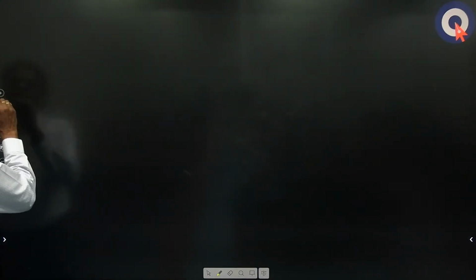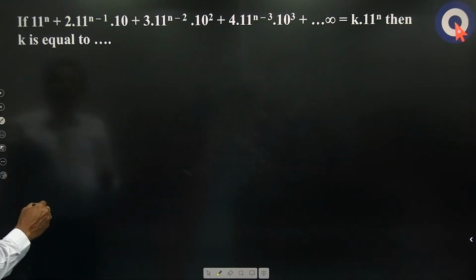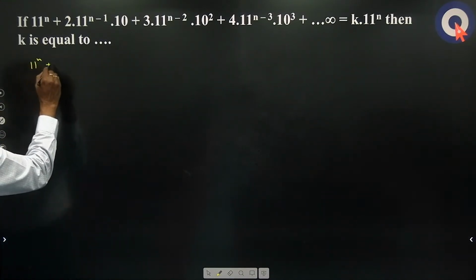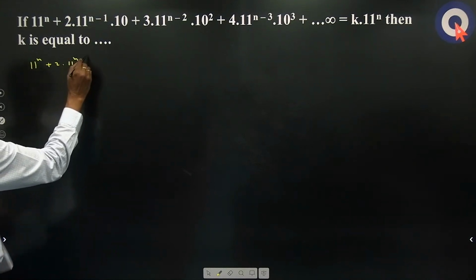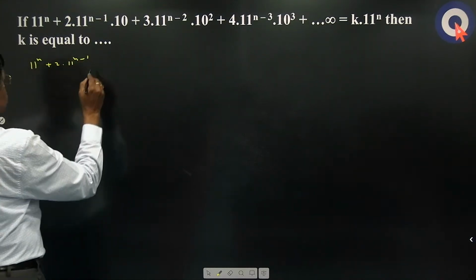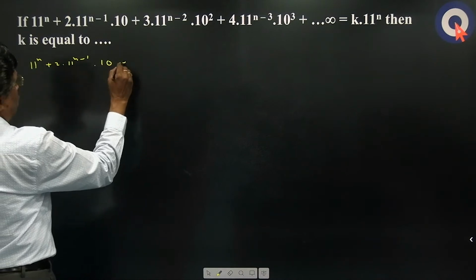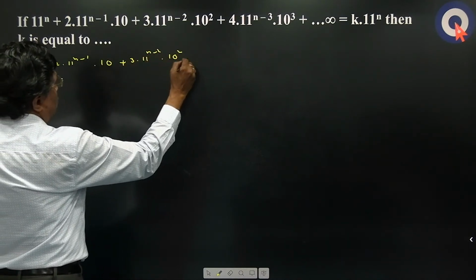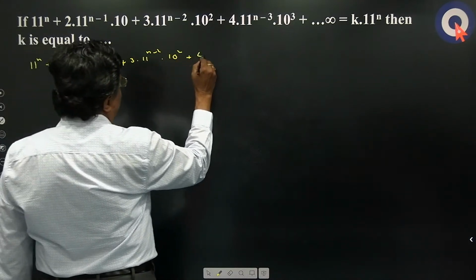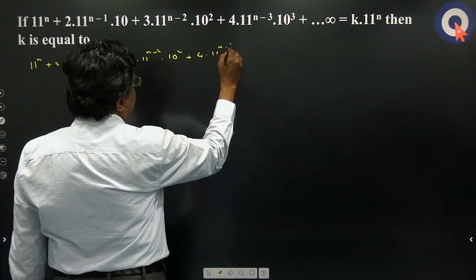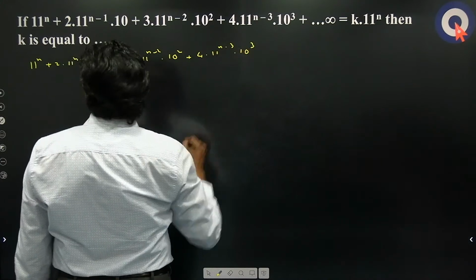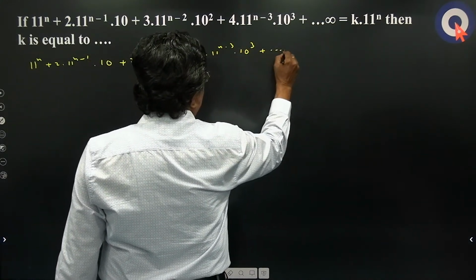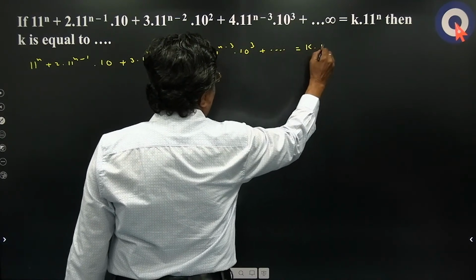So let us go to the next problem. If 11 power n plus 2 into 11 power n minus 1 into 10 plus 3 into 11 power n minus 2 into 10 square plus 4 into 11 power n minus 3 into 10 cube and so on, this summation plus so on is equal to k into 11 power n.